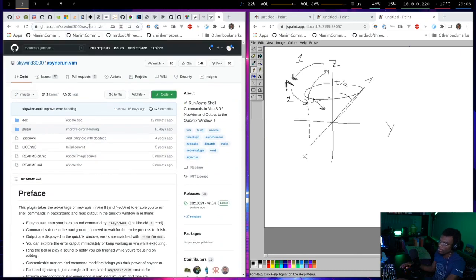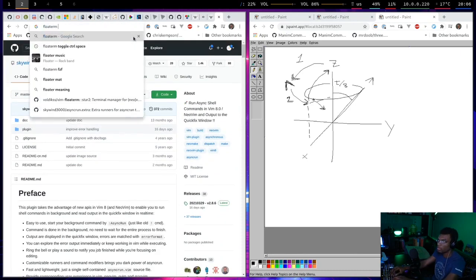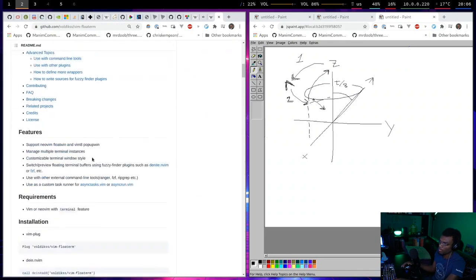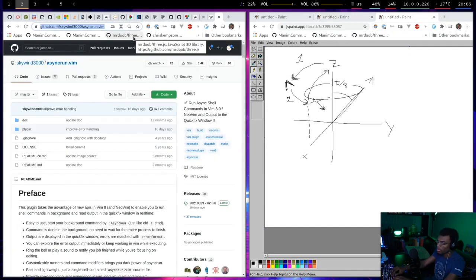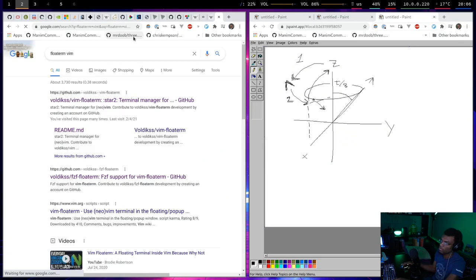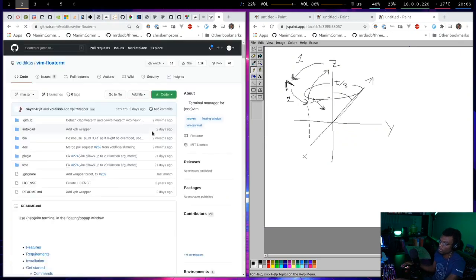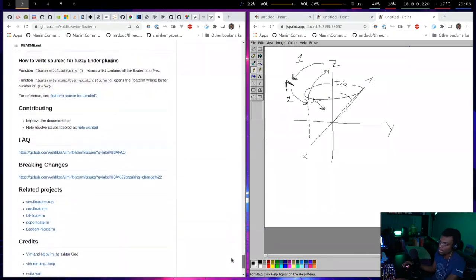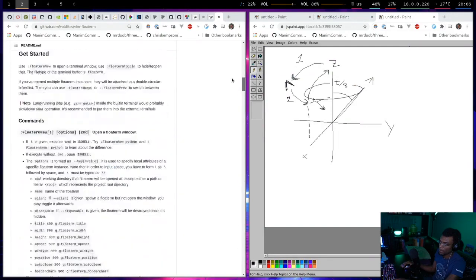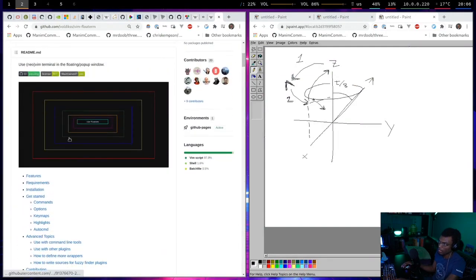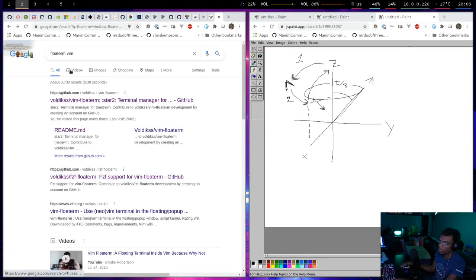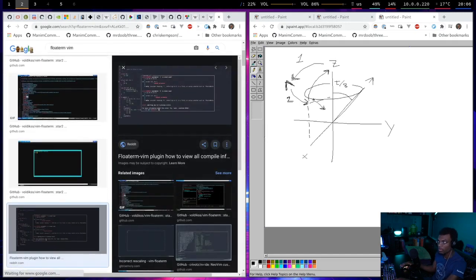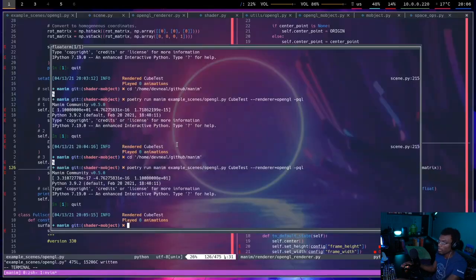And I'm using that together with something called float term. And float term basically makes this window appear. Why are there no pictures? Anyway, it makes a terminal appear in a floating window. Like that. Or like this. Yeah. No problem.